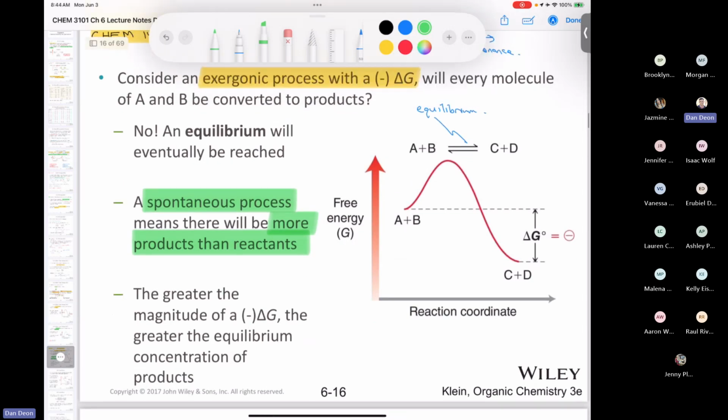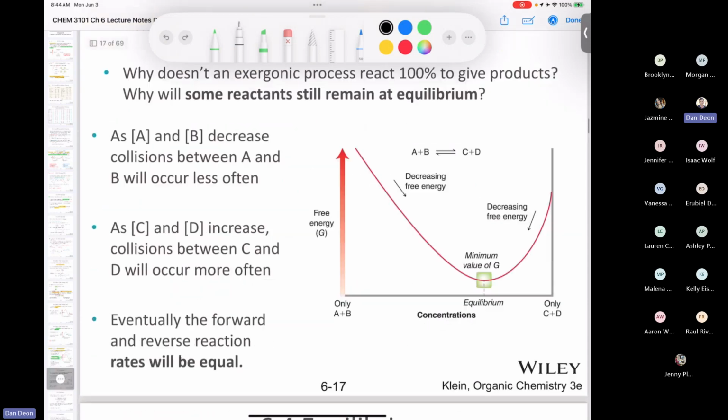Now, what do we know about this value of delta G? We know the bigger this number is. So if the delta G is, let's say, a gigantic number, right? You have a huge gap between the free energy of your reactants and products. The bigger the gap, or the bigger the magnitude of delta G, then the greater the concentration of your product. So I guess I should say, the more negative your delta G value is, the more products you have, okay, and the less reactants that you have.